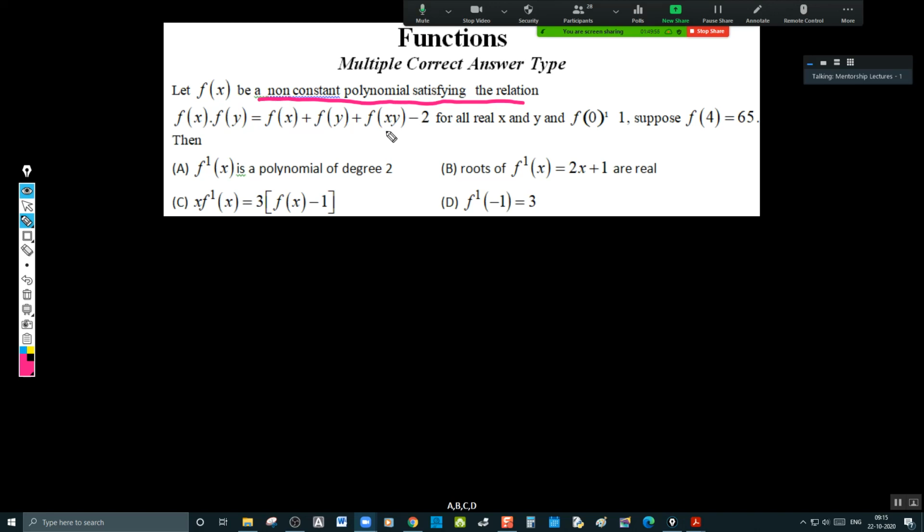So f(x) into f(y) is equal to f(x) plus f(y) plus f(xy) minus 2. And I think some printing error is there. And f(0), I think, is not equal to 1 or is equal to 1. Let us check it out. No problem. Suppose f(4) is equal to 65. Then f'(x) is a polynomial of degree 2. Roots of f'(x) equal to 2x plus 1 are real. x into f'(x) is equal to 3 into f(x) minus 1. f'(-1) is 3.